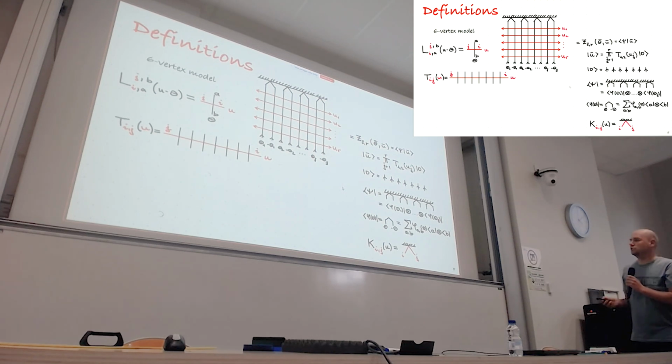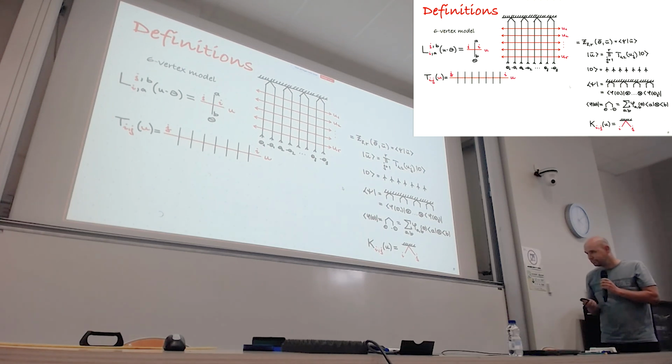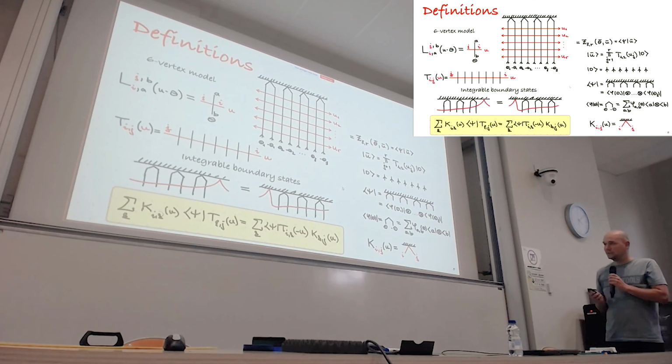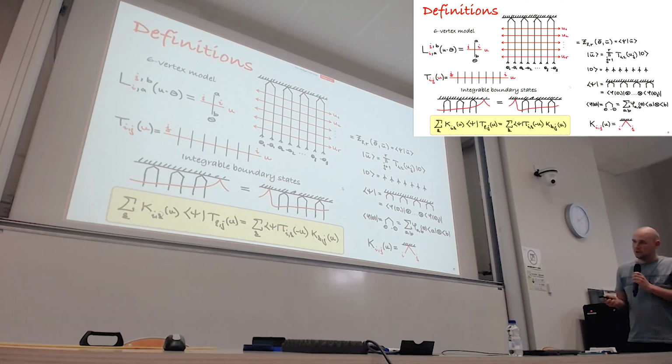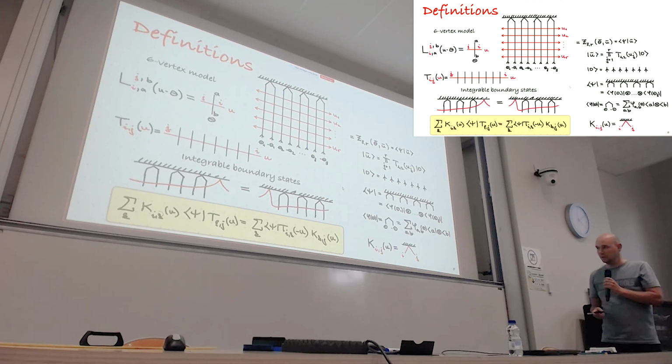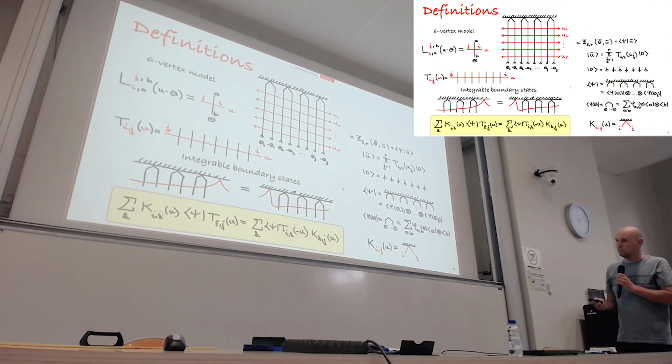And we also introduce a K matrix, which is a matrix in the auxiliary space. So this is a 2x2 matrix. And the integrable boundary state is defined by this KT relation. So this is the graphical representation. This is the transfer monodromy matrix, K matrix, and the boundary state. So basically, using this K matrix, we can change the sign of the spectral parameter of the monodromy matrix.